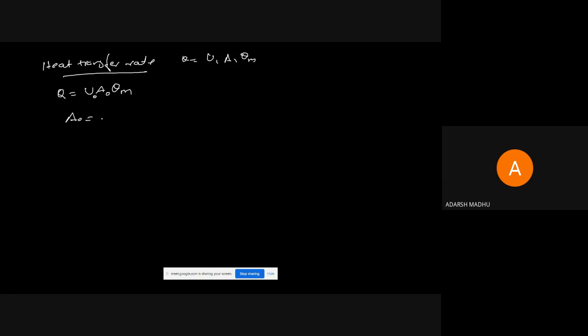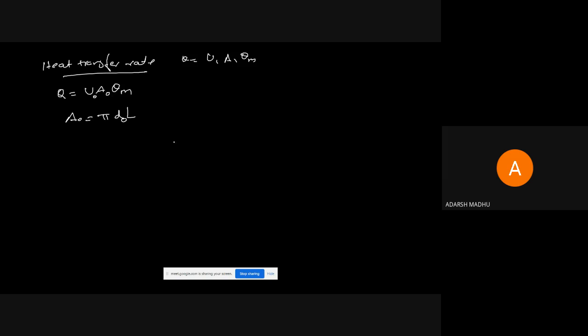The question is a shell and tube counterflow heat exchanger, which means it is a cylinder type. So we consider the outer surface area and the inner surface area. The outer surface area for a tube is pi D L. So we take D outer, the outer diameter: pi into D outer into length is the surface area. You are not using pi by 4 d square, because that is the cross-section area. You are finding the outer surface area, that is pi D L.